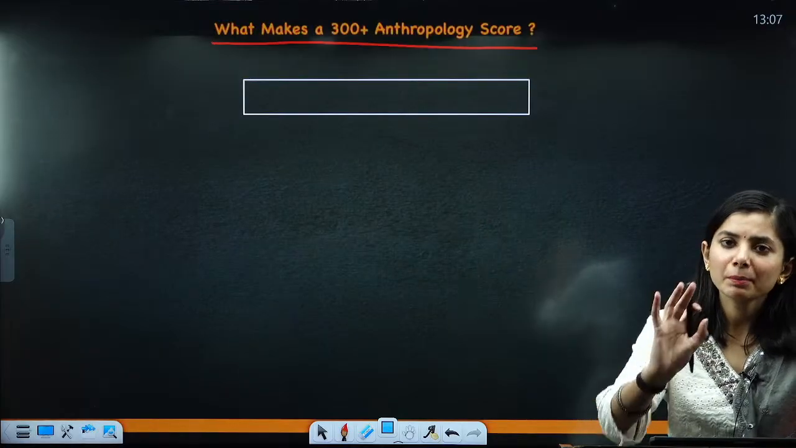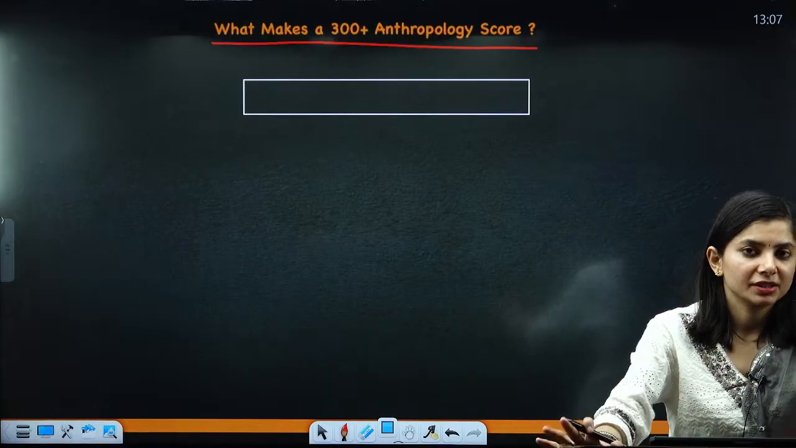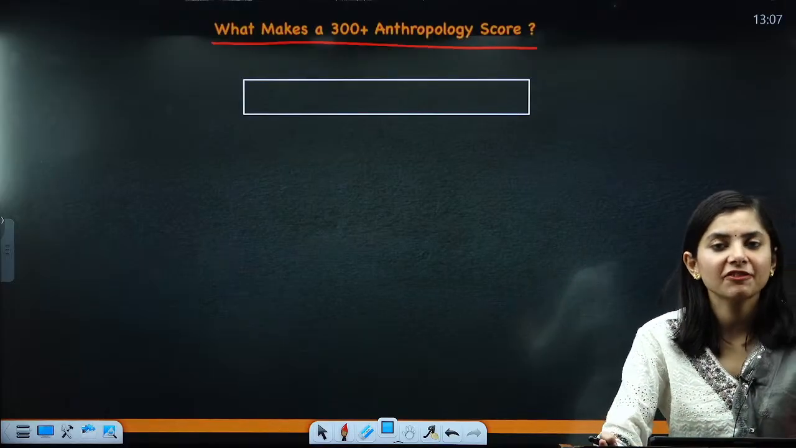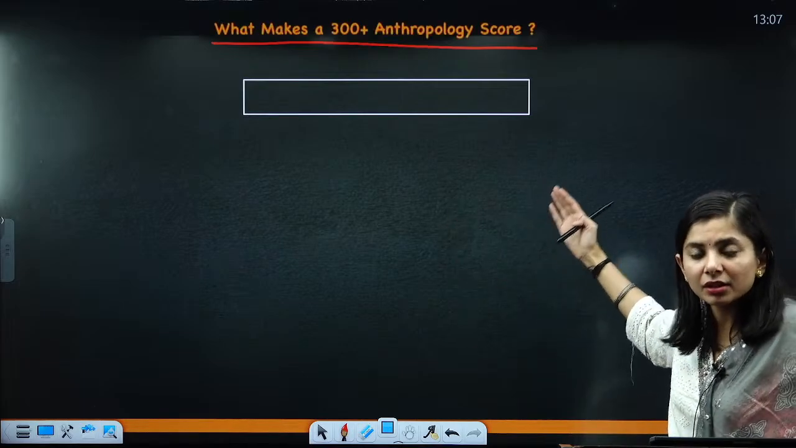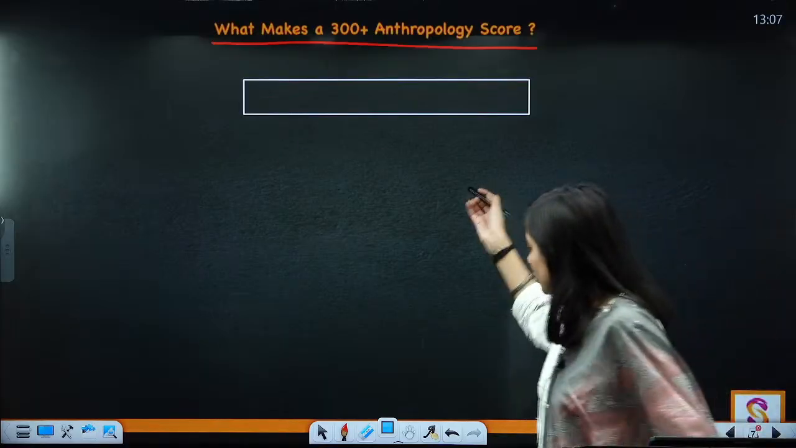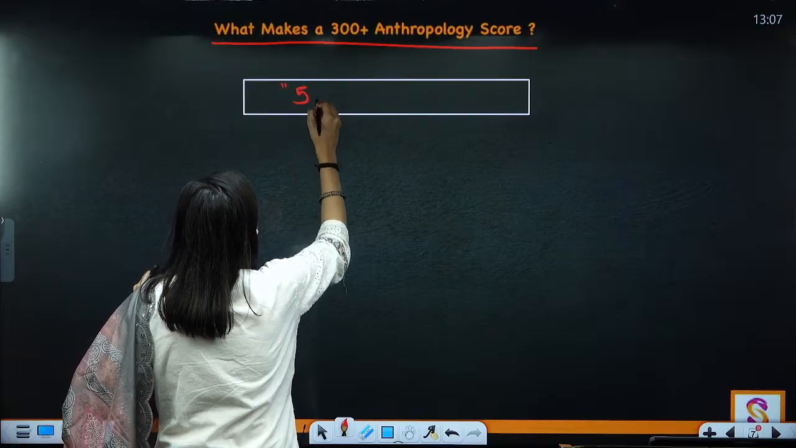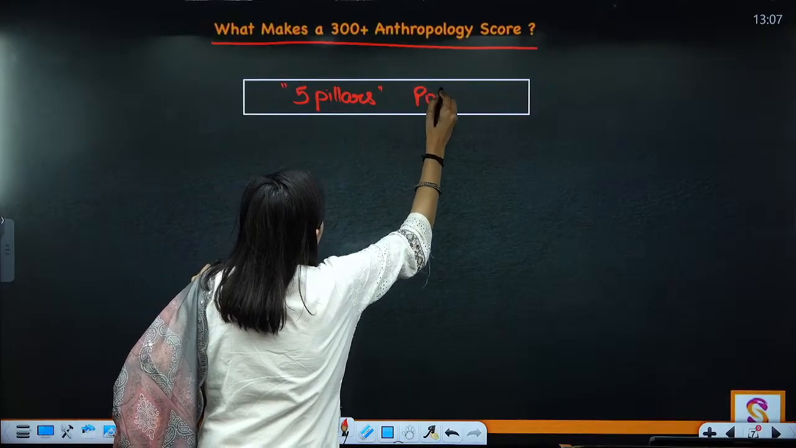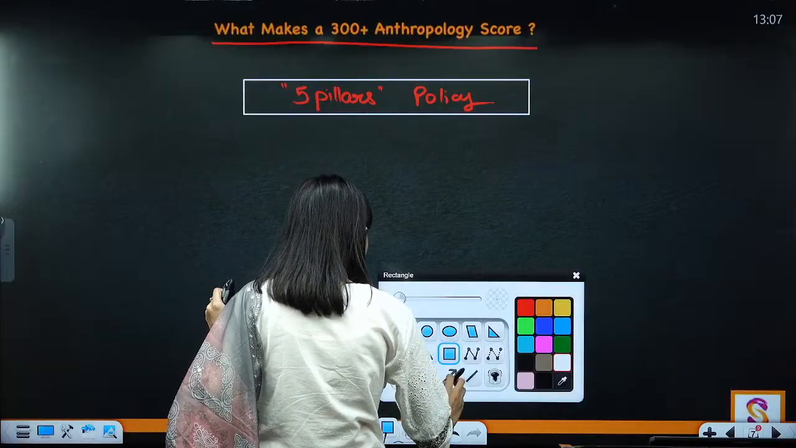Now, what makes a 300 plus anthropology score? There are 5 pillars, and on the very first day you start working on these 5 pillars. Do one, then check it; second, third, fourth, fifth. This is the kind of promise you need to give me. Okay, so now let's first understand the 5 pillar policy. And for anthropology, we are going to focus on these only.